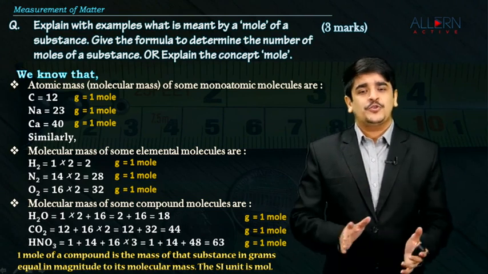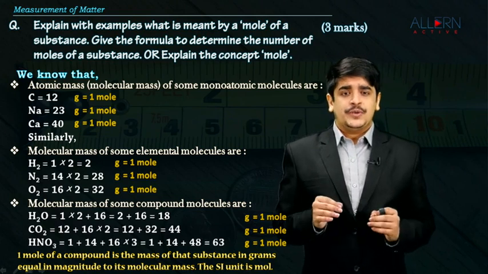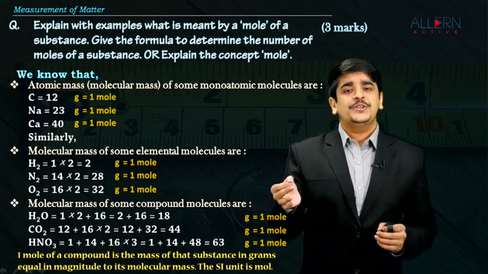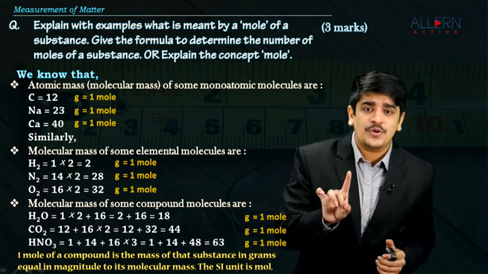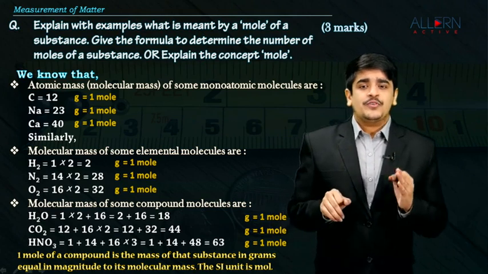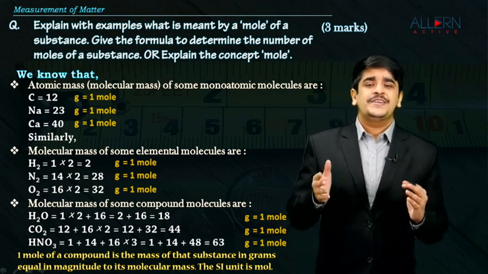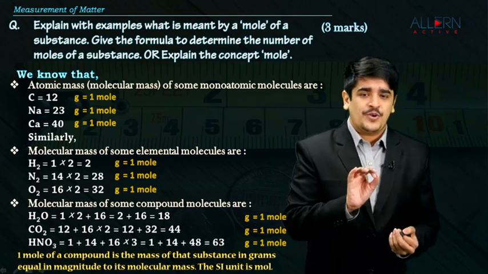And to top it off, I have nitric acid, given the formula HNO3. 1 atom of hydrogen into 1. 1 atom of nitrogen into 14. 3 atoms of oxygen into 16. So there we have it. 1 plus 14 plus 48 gives me 63. If I have 63 grams of nitric acid, I have 1 mole of nitric acid.